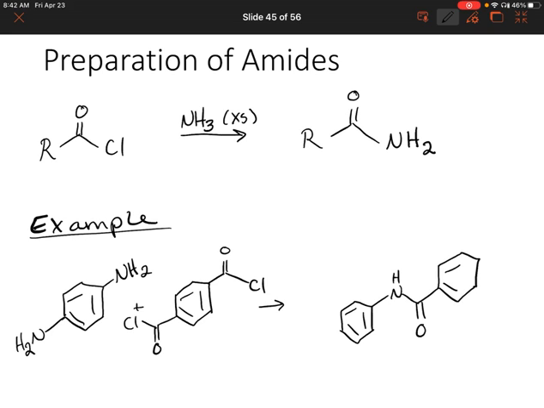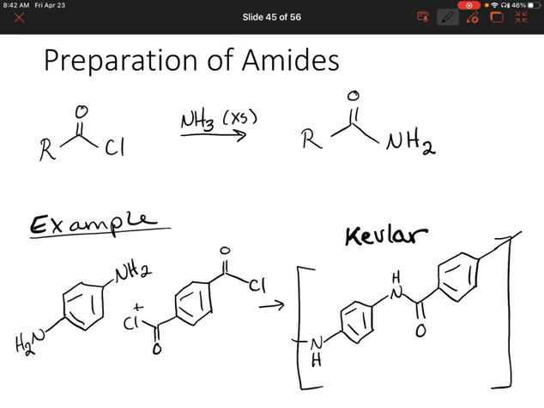But additionally, this will form a polymer. So we're going to see this continue kind of in a long chain. And this molecule is called Kevlar, which is what's in bulletproof vests. So this amide bond in the middle here is really strong. So it's really hard to break that bond. And that's why this is used in bulletproof vests.